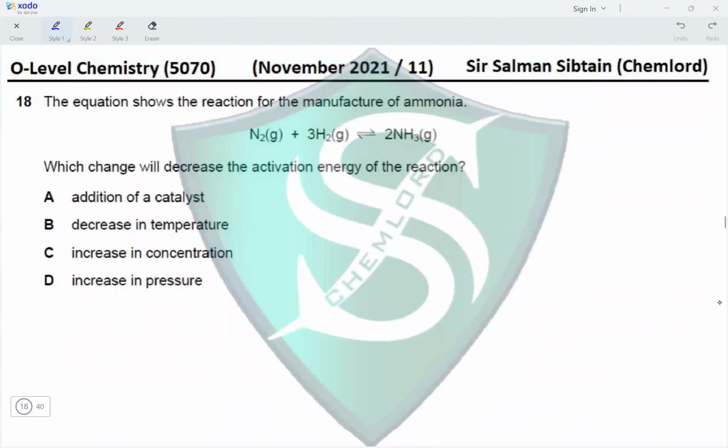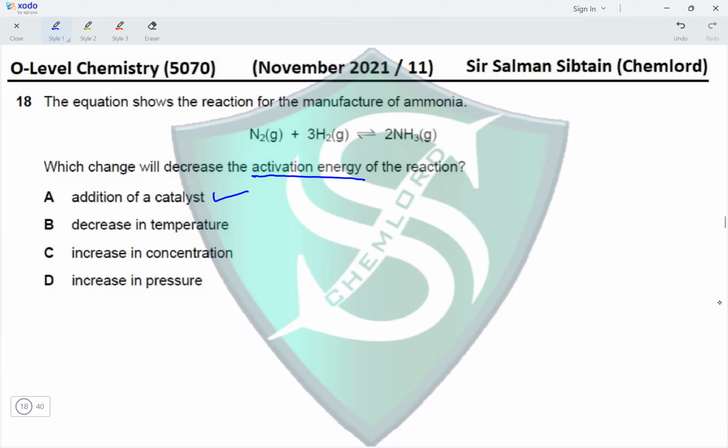Question 18. The equation shows the reaction for the manufacture of ammonia. Which change will decrease the activation energy of the reaction? The only thing that affects the activation energy is the presence of a catalyst. Nothing else will affect the activation energy value. So, option A, addition of a catalyst.